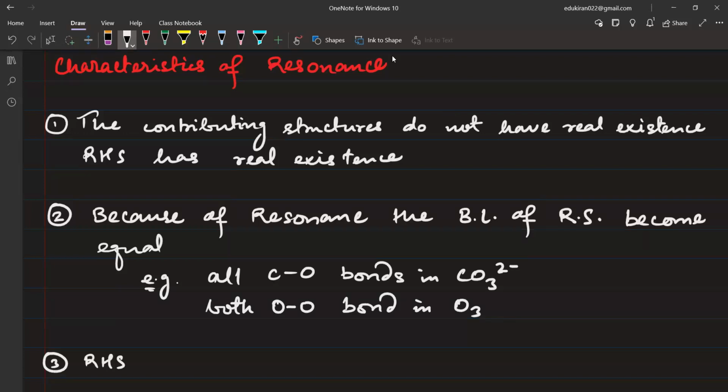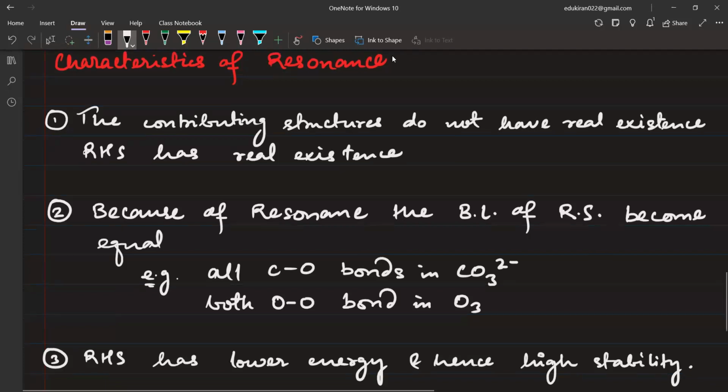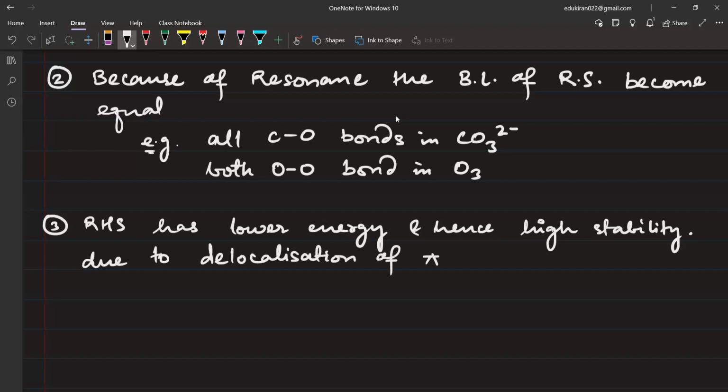And the third point. Resonance hybrid structure has lower energy and hence high stability. Because there is delocalization of charge, the electron is moving, and if you have any charge in a larger area, that will be more stable. Hence high stability, you can write due to delocalization of pi electrons.